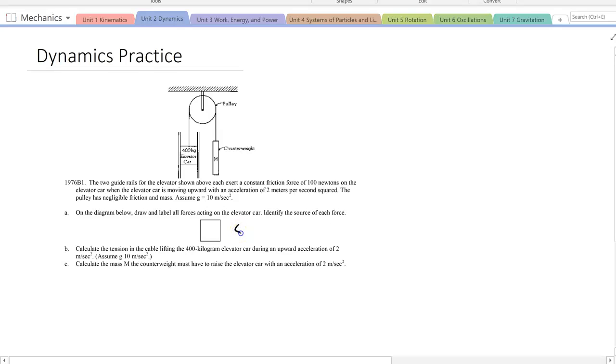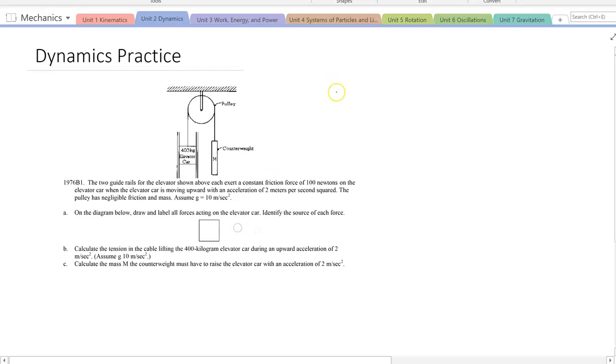So they gave us a little elevator car right here. I'm going to actually move it up here. I'm going to draw it myself because I need a little bit more space than what they gave to do it. Okay, so we have to draw and label and then also identify the source. So this part is probably the one that a lot of people don't know where everything is.